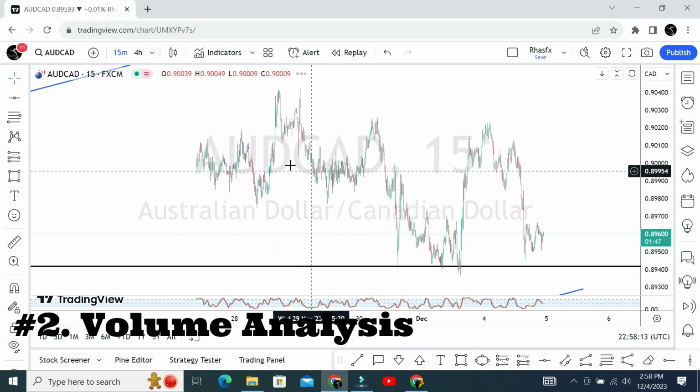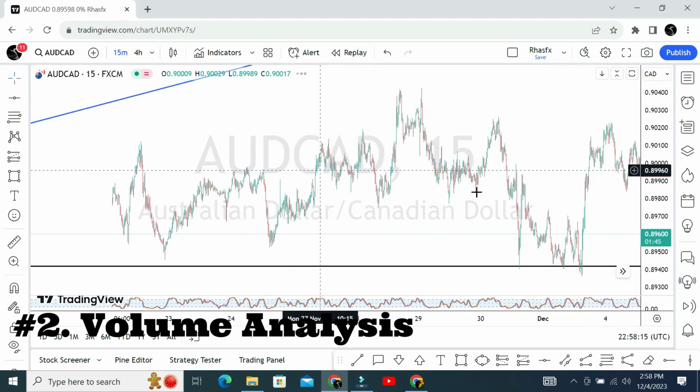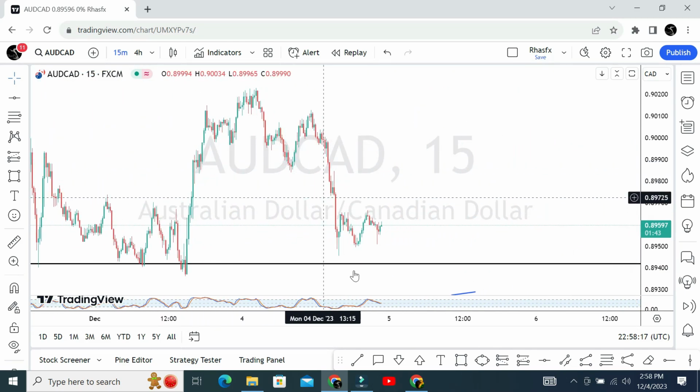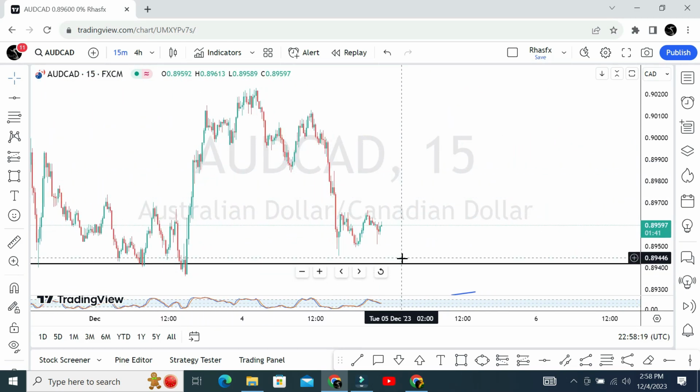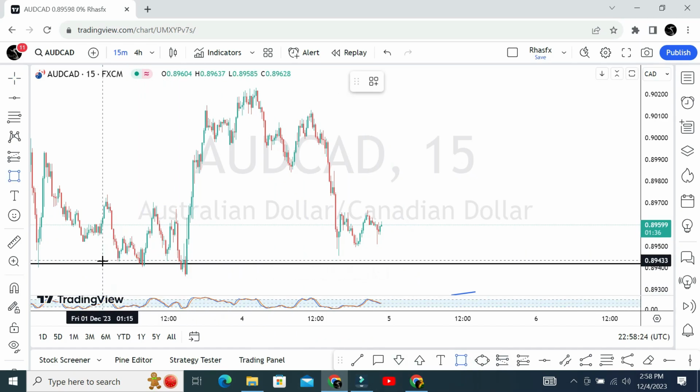Number 2. Volume analysis. Pay attention to the volume during the formation of the triangle. Typically, volume decreases as the pattern develops, indicating decreasing market activity and a potential upcoming breakout. We will go more in detail later on this, so be sure to continue watching.